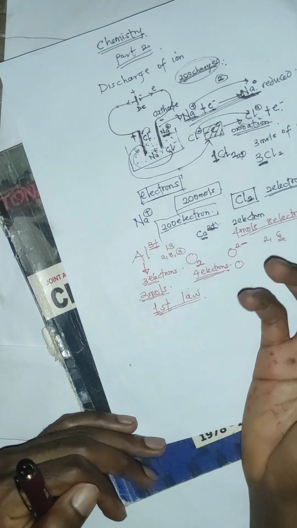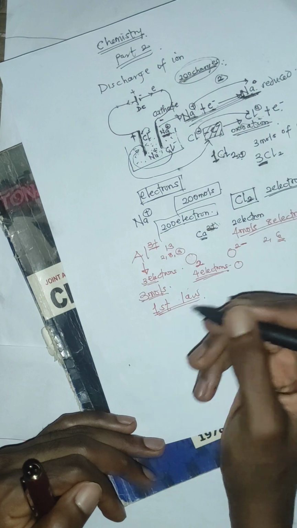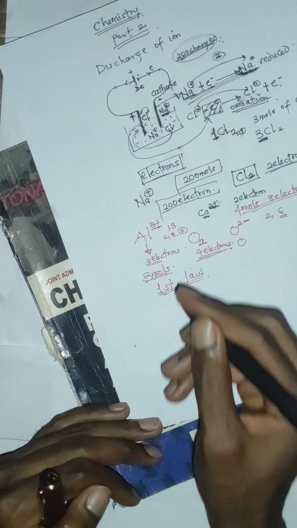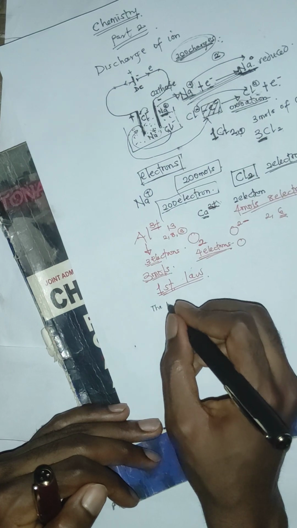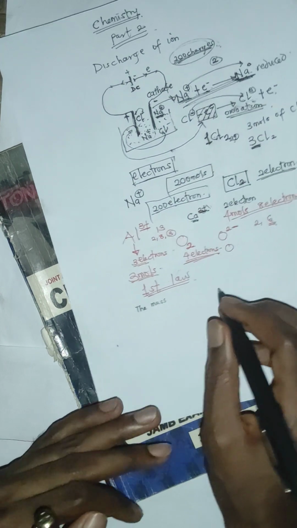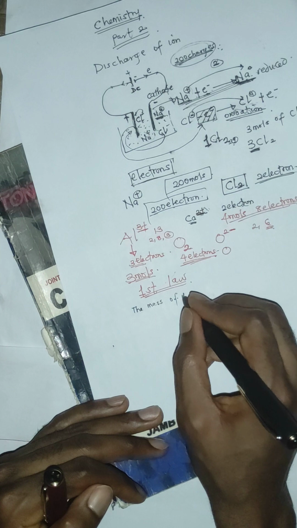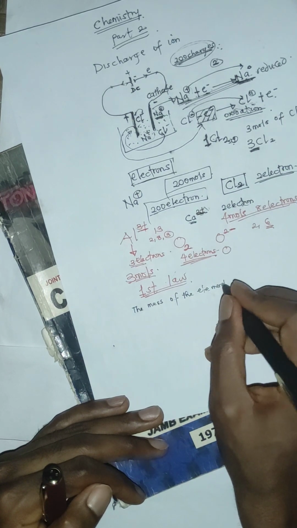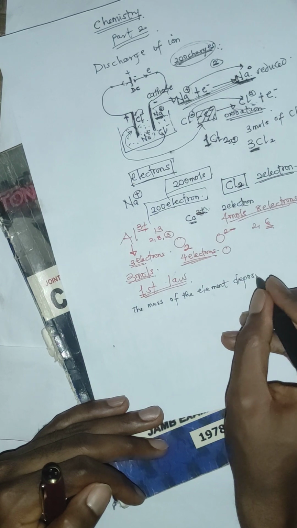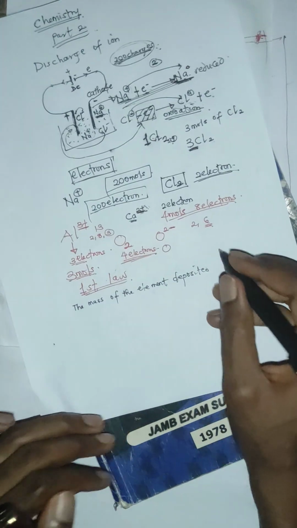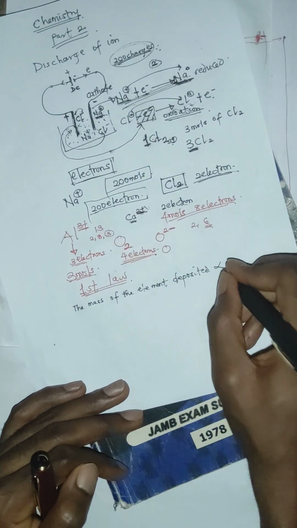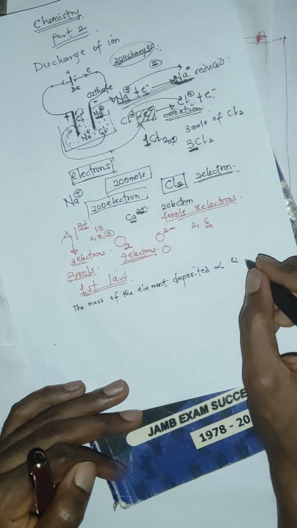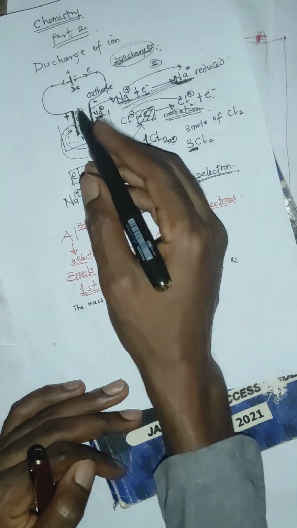So that means that there are 2 things. We can liberate the gas, or we can evolve the gas, or we can deposit the element. So he now said that the mass of the element deposited during electrolysis is directly proportional to the quantity of charge passing through the electrolyte.